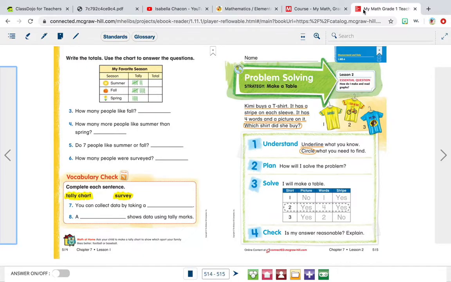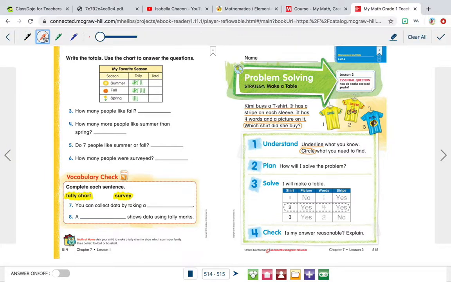So let's get started on our math. For problem solving, we're going to be doing problem solving and word problems, and we've worked on this before. But this time, we're doing problem solving with tables, okay? Kimmy buys a t-shirt. It has a stripe on each sleeve. It has 4 words and a picture on it. Which shirt did she buy?